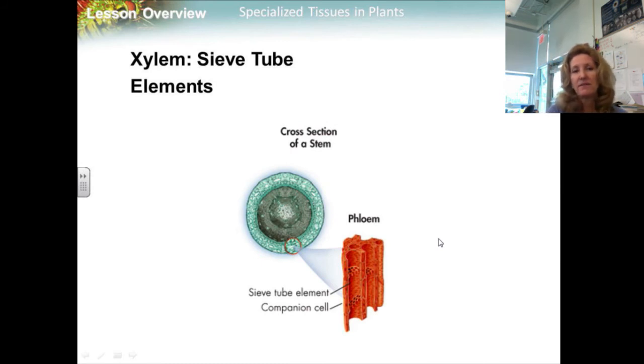Unlike xylem cells, phloem cells are alive at maturity. The main phloem cells are sieve tube elements, which are arranged end to end, forming sieve tubes, which you can see right here, sieve tube elements.